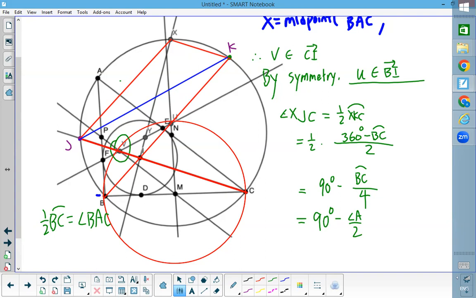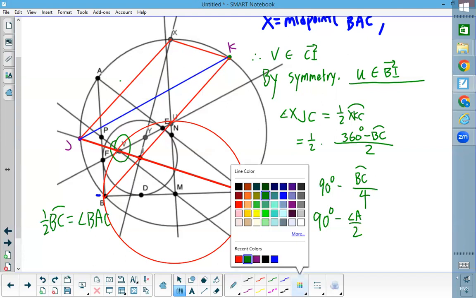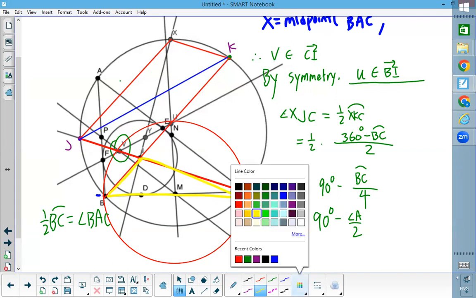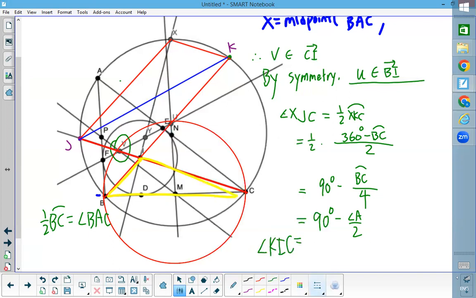And then you can also show what the angle KIC is. The angle KIC is simply the exterior angle of this triangle here, and the exterior angle is the sum of the two remote interior angles. So what's that equal to? Well, that is equal to angle B over 2 plus angle C over 2. But these two things are actually equivalent.